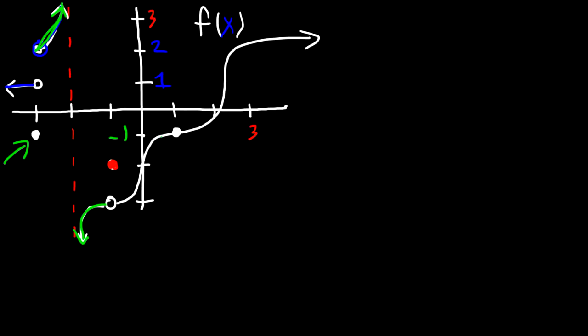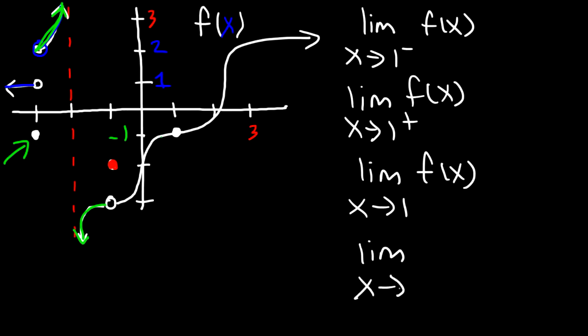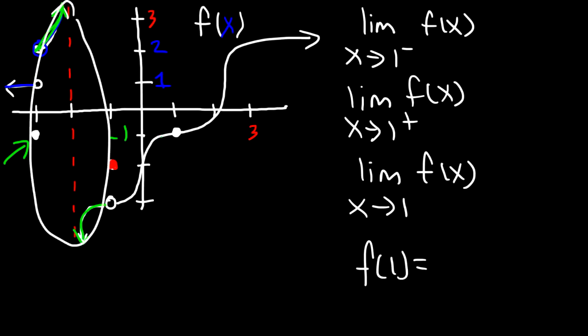Now let's try one more set of problems. What is the limit as x approaches 1 from the left, 1 from the right, 1 from either side, and also let's find the value of f of 1. By the way, you need to know what type of discontinuity this represents. That's known as an infinite discontinuity, and it's also a non-removable discontinuity.